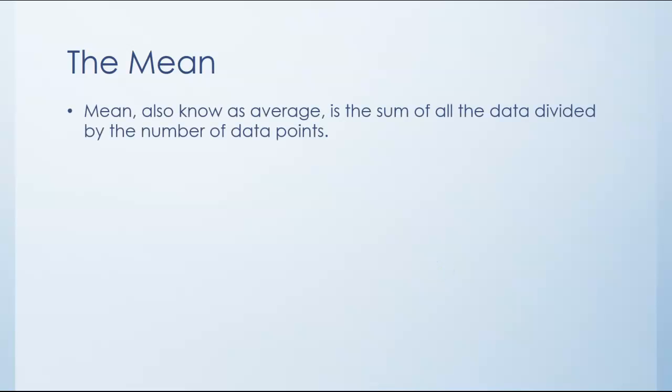So most of us are pretty familiar with the mean. We also know it as an average, and this is just the sum of all the data divided by however many data points we have in our current situation. So the formula for that would be, for population, we would use the symbol mu. That's just a Greek letter that we use for population mean. It's how we identify it differently from a sample mean. And it's the summation of the x's divided by n.